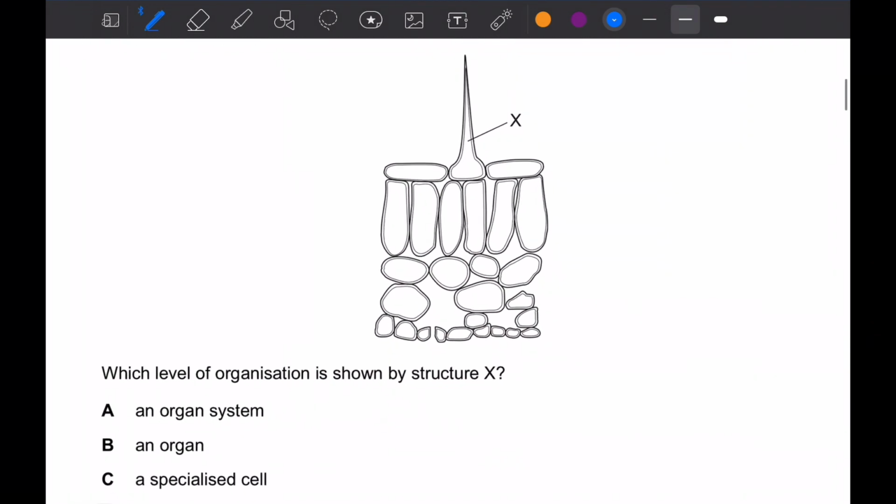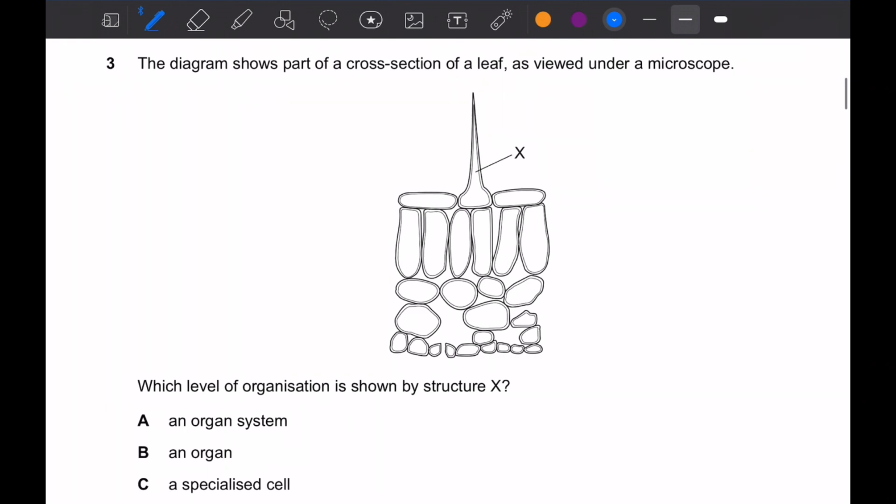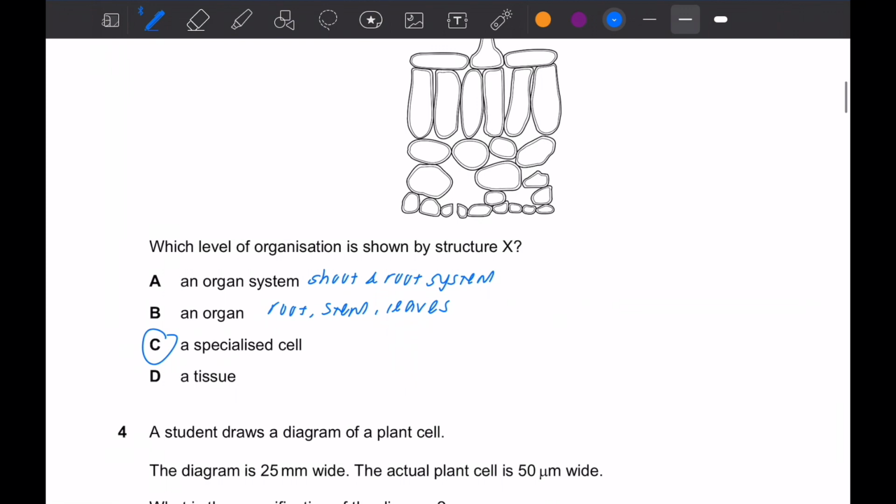Next question, the diagram shows part of a cross-section of a leaf as viewed under a microscope. Which level of organization is shown by structure X? Structure X is most likely a root hair cell. So the answer would be a specialized cell, which is C. An example of an organ system would be the shoot and root system. An example of an organ would be the root, stem, and leaves. And an example of a tissue is xylem.